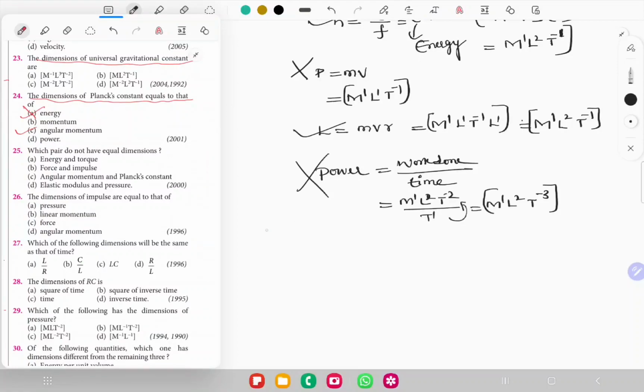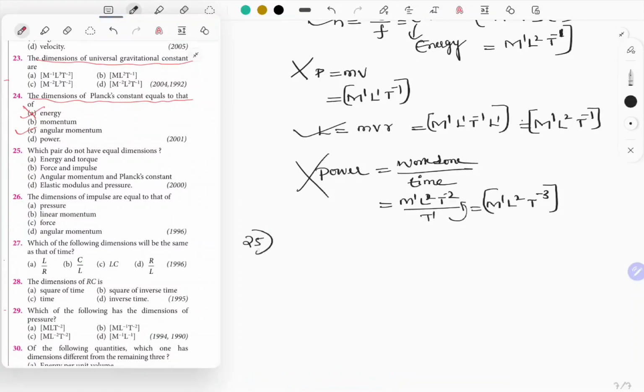Let's get into question 25. We already solved this kind of problem. So what is the question they're asking? They're asking us to check whether energy and torque are of the same dimensions or not. Yes, energy and torque both are of the same dimension.